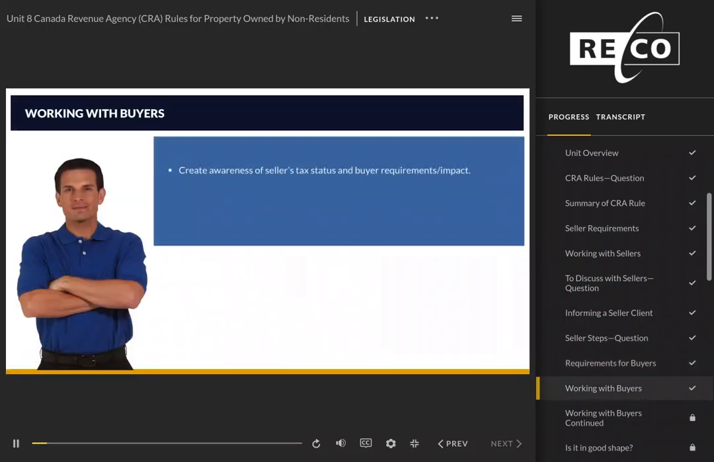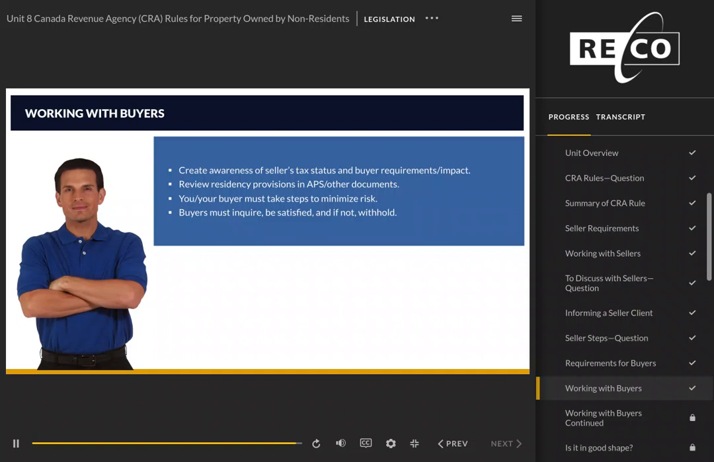Because there is a potential tax liability for the buyer, take positive steps to create awareness in your buyer client about this tax and its impact on the trade. Just as you are expected to take the necessary time to review and explain each section of an APS or any other document that your buyer client signs during the trade, point out the residency provision and explain how it can help to protect them against tax liability. Explain any steps you and others can take to further protect their best interests in the trade. So, how can you help your buyer clients navigate this requirement and minimize the risk of tax liability?